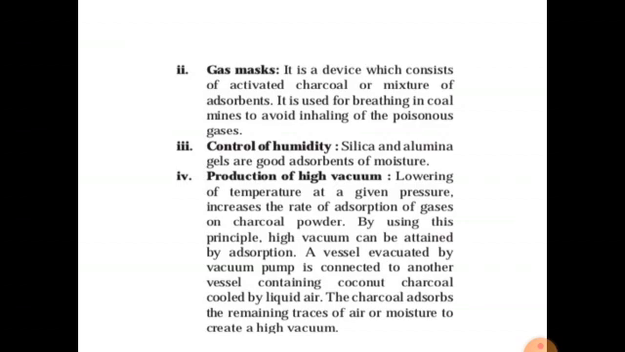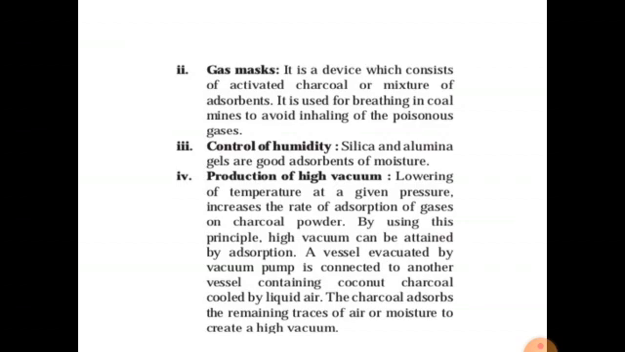Second, gas mask. It is a device which consists of activated charcoal or a mixture of adsorbents. It is used for breathing in coal mines to avoid inhaling poisonous gases. Third, control of humidity. Silica and alumina gels are good adsorbents of moisture.